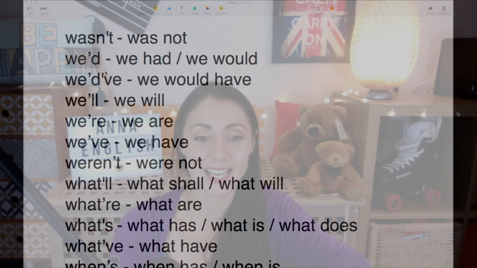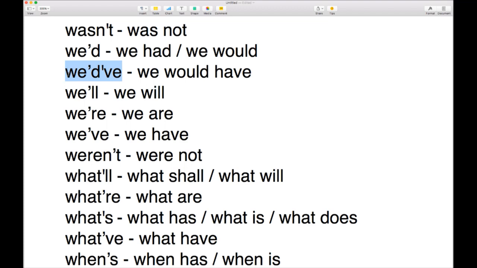And then the next one is we'd have. Wow, this is an interesting contraction. This contracts three words. We would have. We'd have gone. We would have gone 10 minutes ago if it wasn't raining, but because it rained, we didn't go 10 minutes ago. We would have is what we'd say. We would have gone 10 minutes ago, but it was raining.